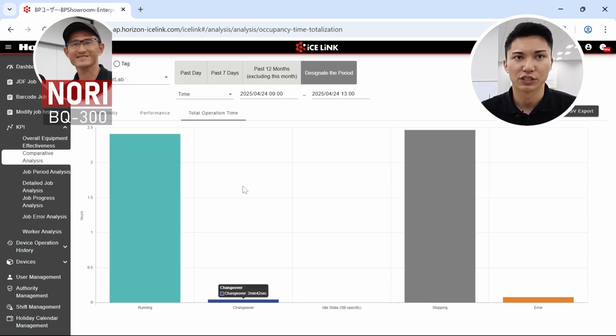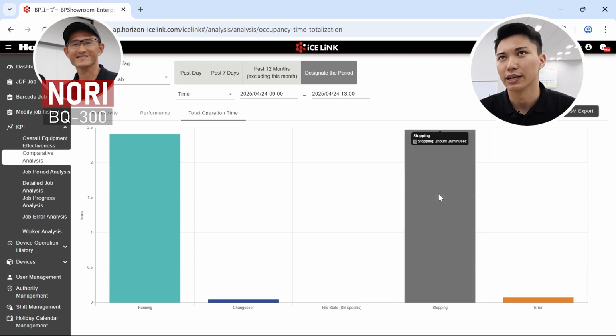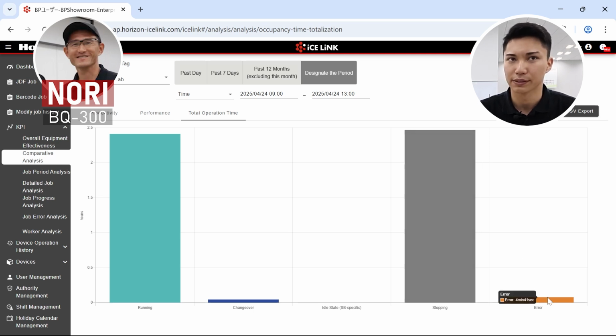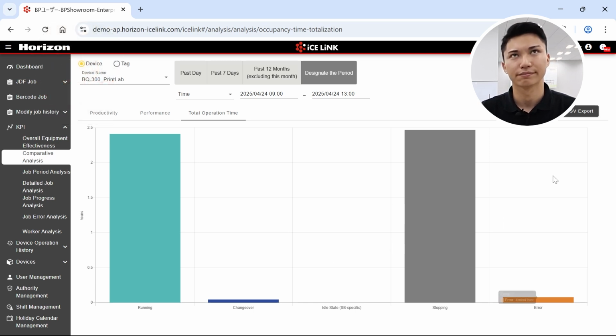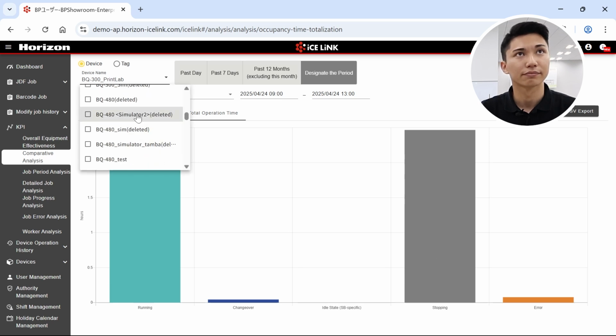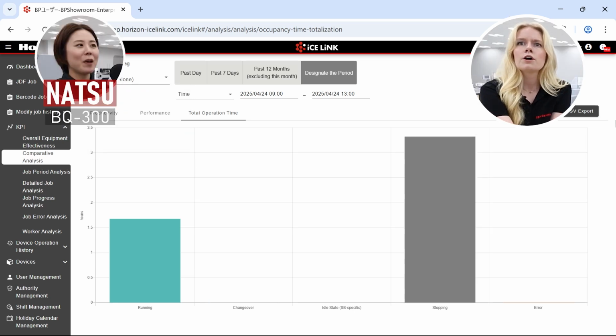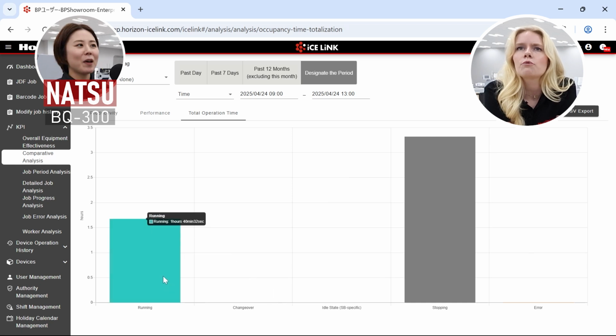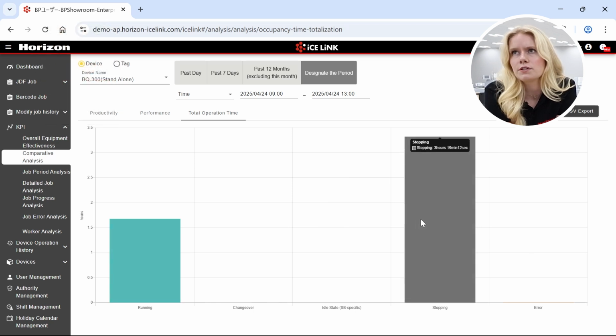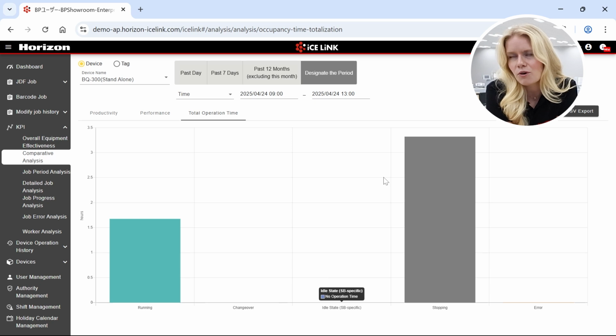First, let's look at Nori's machine. Running was 2 hours and 24 minutes. Stopping was 2 hours and 28 minutes. And error was 4 minutes. The running and stopping are almost the same value. Okay, so if I see Natsu's data, I can see that running was 1 hour 40 minutes, and stopping was 3 hours 19 minutes, and she had no errors.